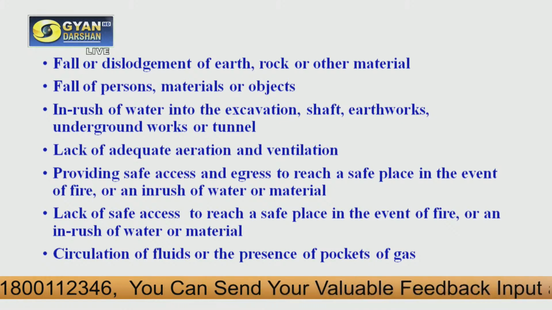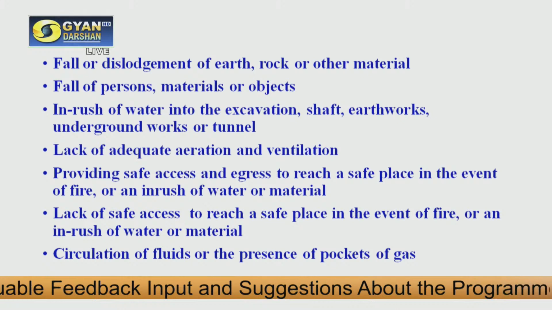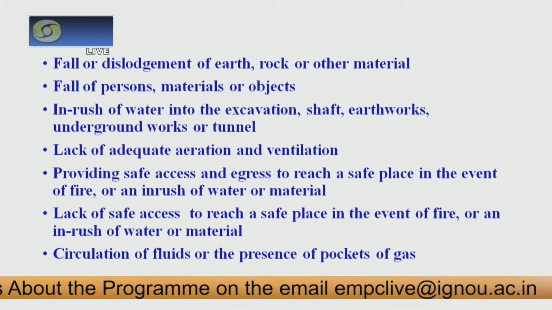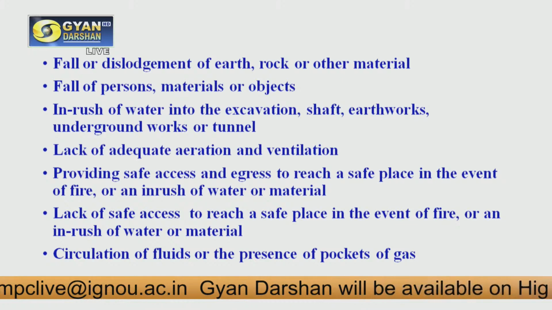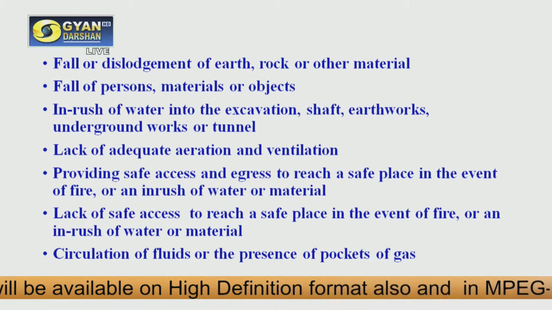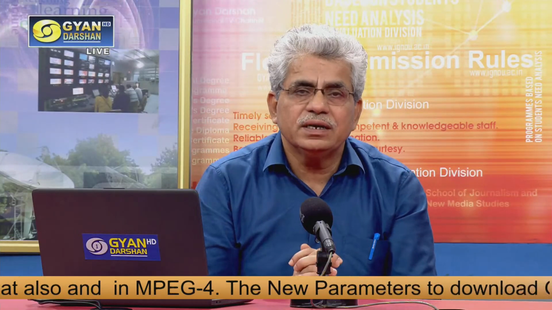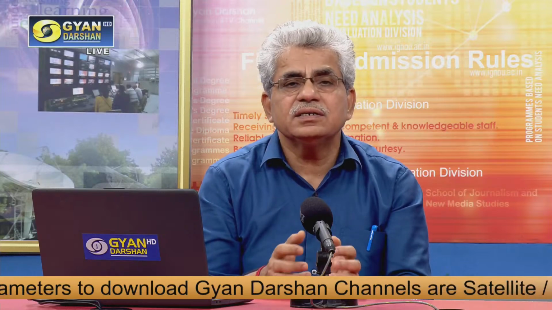Then lack of adequate aeration and ventilation. So there is a problem of sufficient air and ventilation basically. Then providing safe access and egress to reach a safe place in the event of fire or an inrush of water or some other materials. If there is some fire or inrush of water in the trench or the tunnel, there are not sufficient escape routes. These escape routes are limited, so a lot of people cannot come out quickly. That is a big challenge basically.